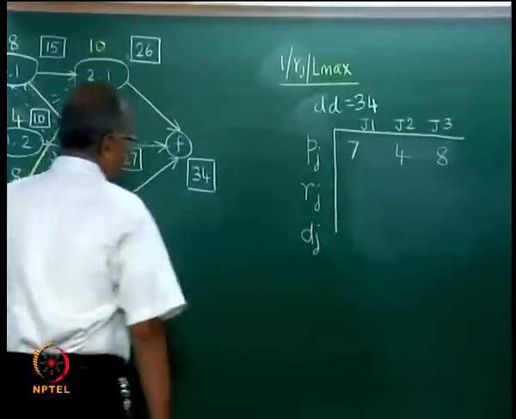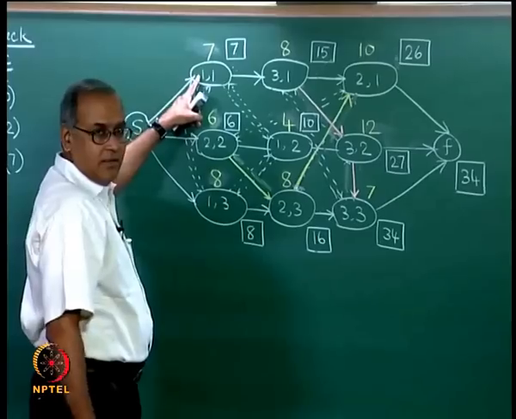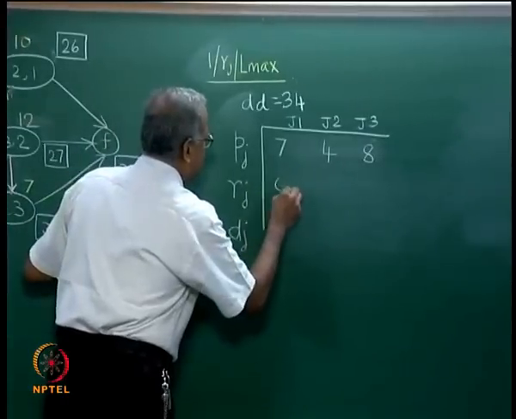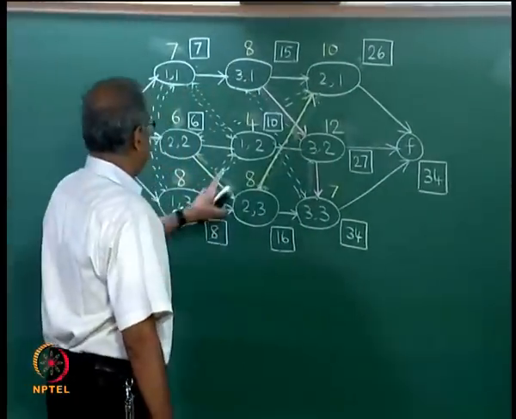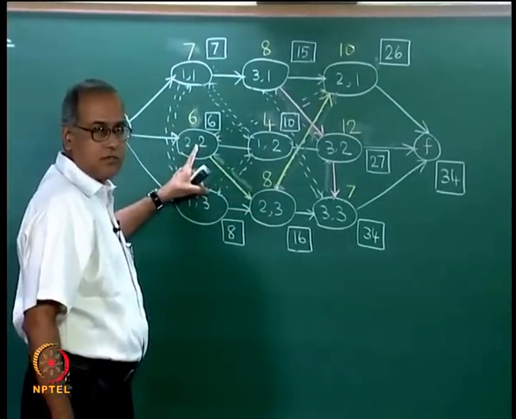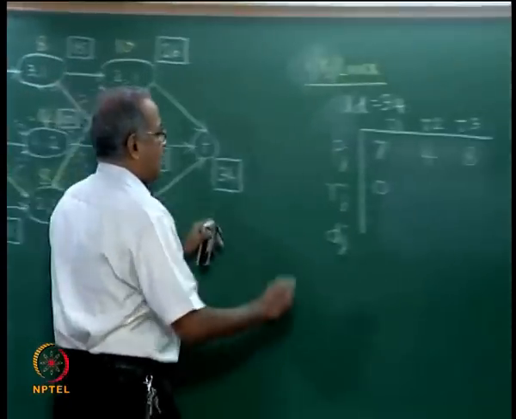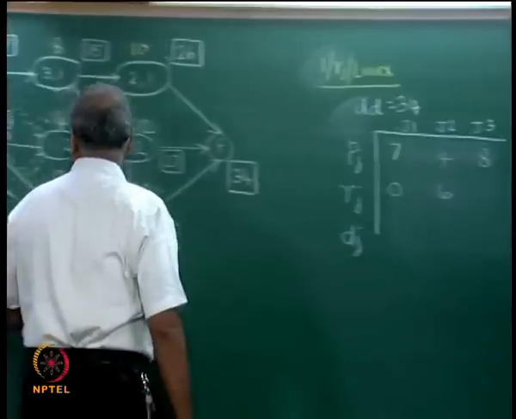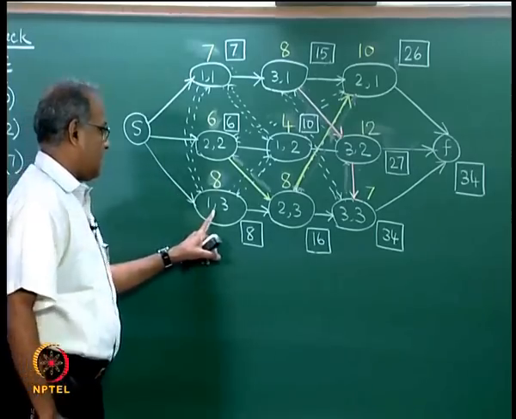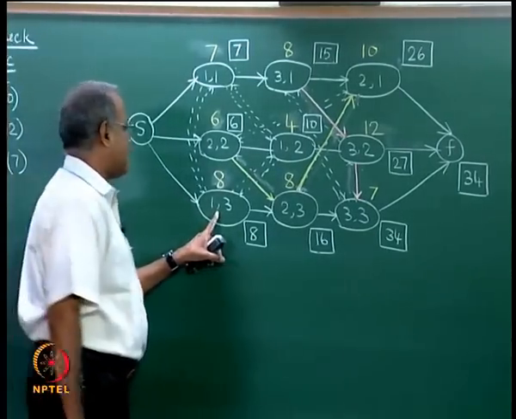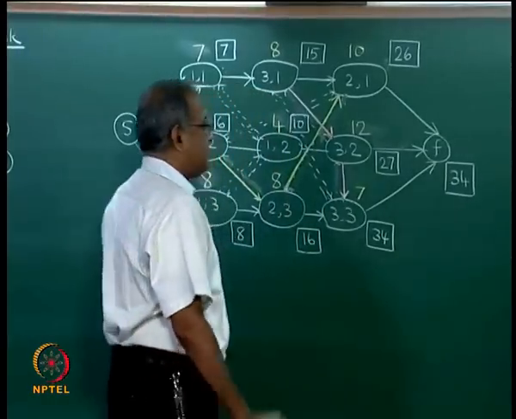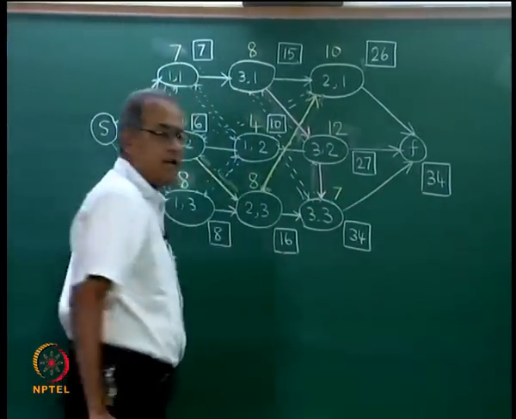So if we take job J1 on M1, now the earliest this is available is time equal to 0, so Rj will be 0 for this. Now here the earliest this is made available is after it goes through this machine, therefore Rj will be 6, and as far as J3 on M1 is concerned, the earliest it is available is at time equal to 0. Now we look at the due dates. The due date remains as 34.